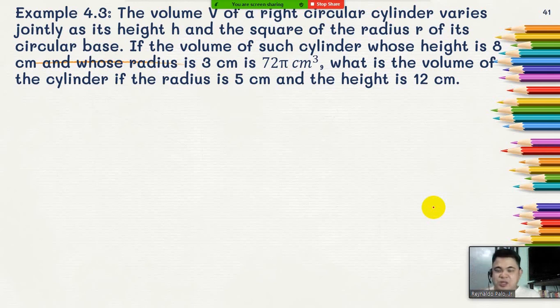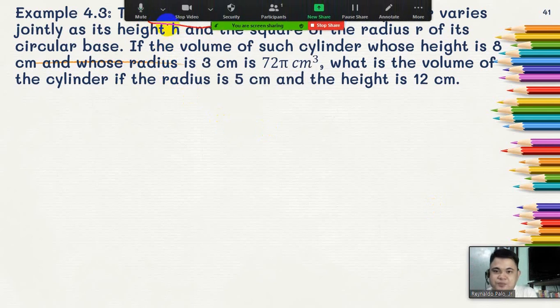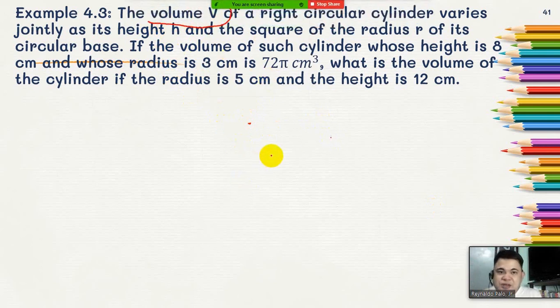Alright, so the first thing that we have to do is identify the variables that we have. So the first variable, or the dependent variable, is volume. Next, of a right circular cylinder varies jointly. So this is an example of joint variation because of this statement. As its height, which is one of the independent variables, and then the square of the radius, which is the other independent variable, of its circular base.